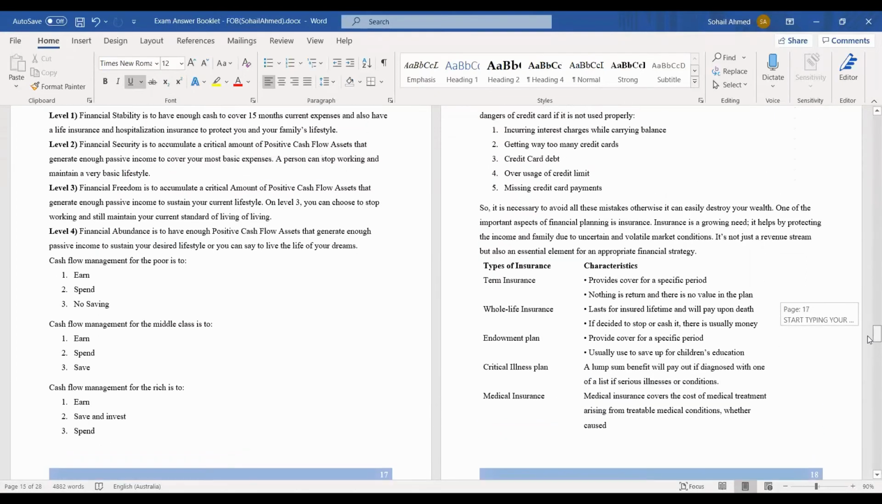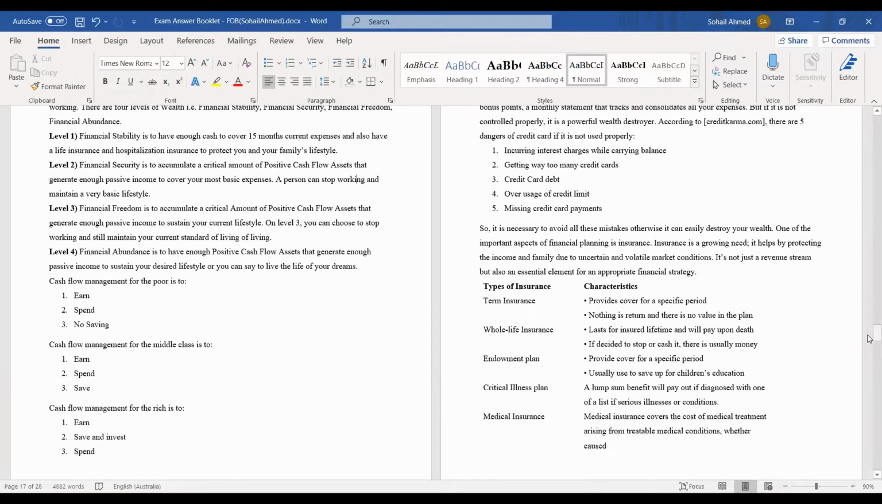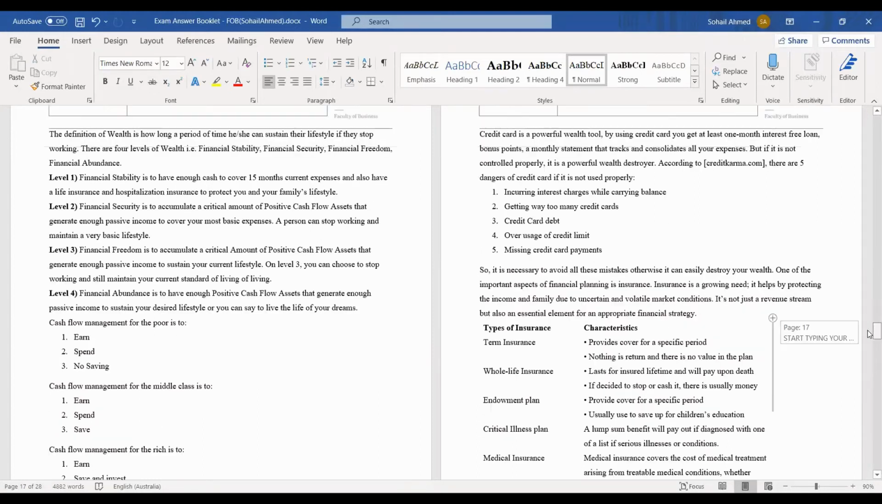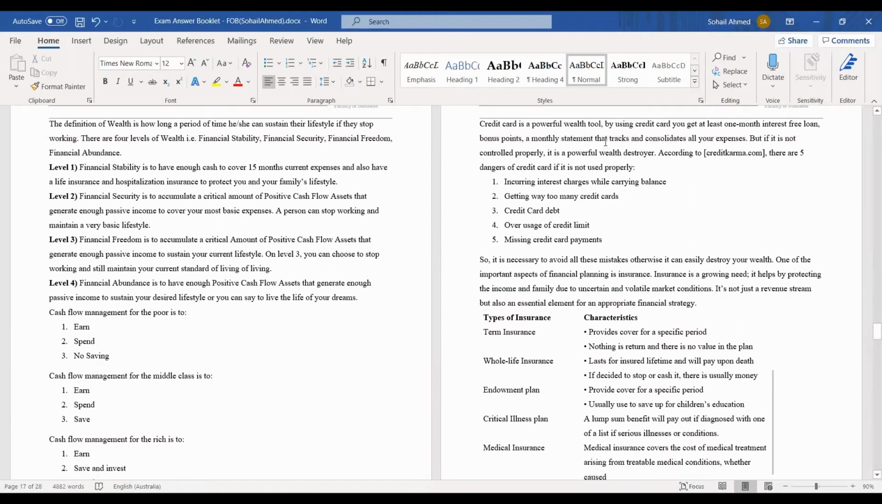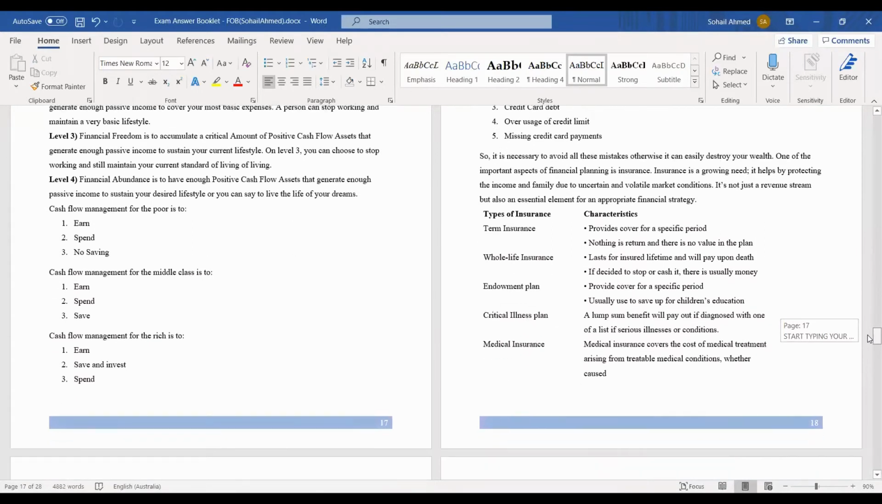Down below we have the definition of wealth and the 4 levels of wealth, which are financial stability, financial security, financial freedom, and financial abundance. And there's cash flow management for poor, middle class, and rich people. Here we have the 5 dangers of credit cards: incurring interest charges while carrying a balance, getting way too many credit cards, credit card debt, overusage of credit limit, and missing credit card payments. And these are the types of insurance with the characteristics given as well.